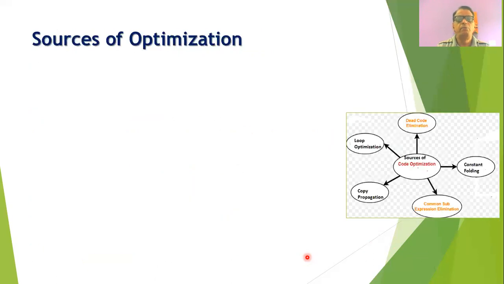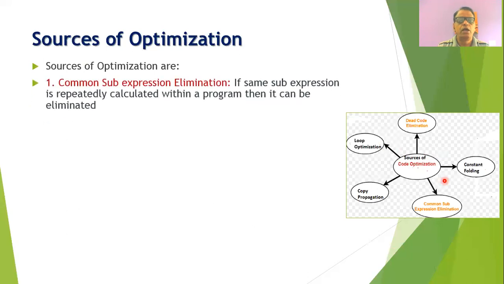Now we will discuss the different sources of optimization. As shown in this diagram, we can have different sources of optimization, such as common sub-expression elimination, dead code elimination, loop optimization, copy propagation, and constant folding. One of these is common sub-expression elimination. Many times while writing a program, we write the same sub-expression repeatedly in different parts of the program.